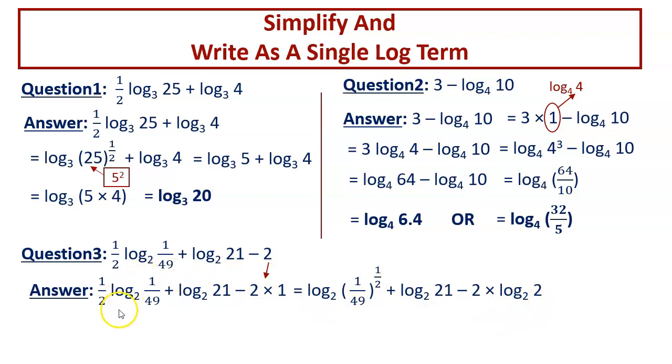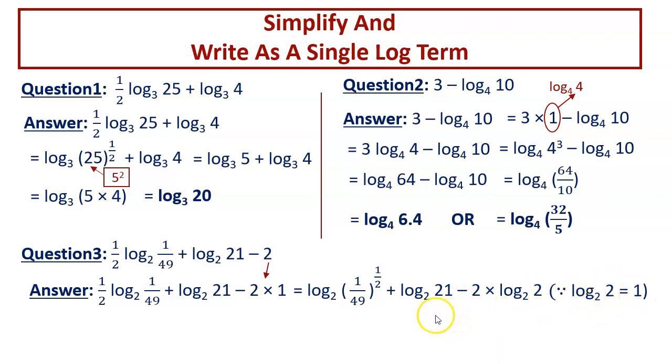And what is the other modification that has been done? This half is in the coefficient place. This has been taken as the power of the argument for this log term. It is log of 1 over 49 raised to the power of half to the base 2. And the second term remains as it is, plus log of 21 to the base 2, and the third term becomes minus 2 times log of 2 to the base 2, because log of 2 to the base 2 is equal to 1.